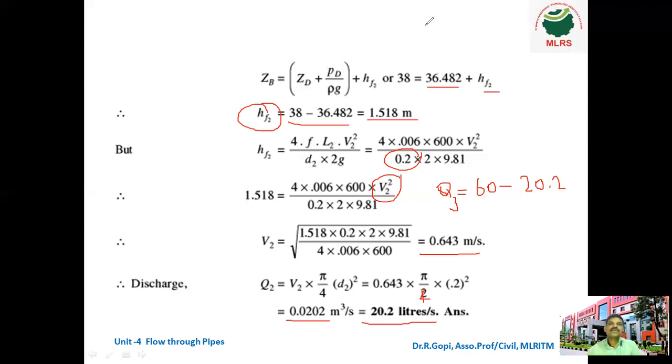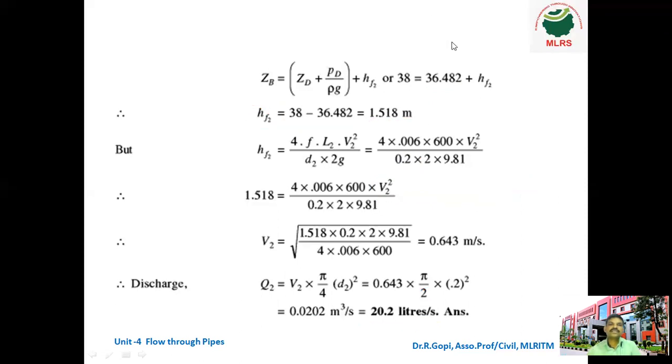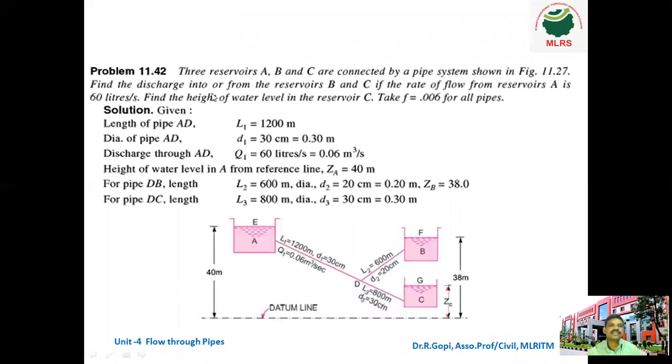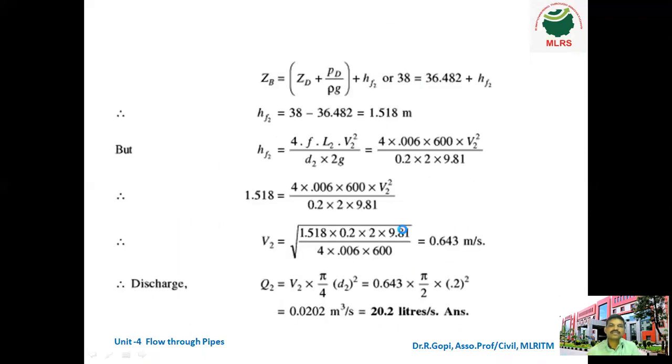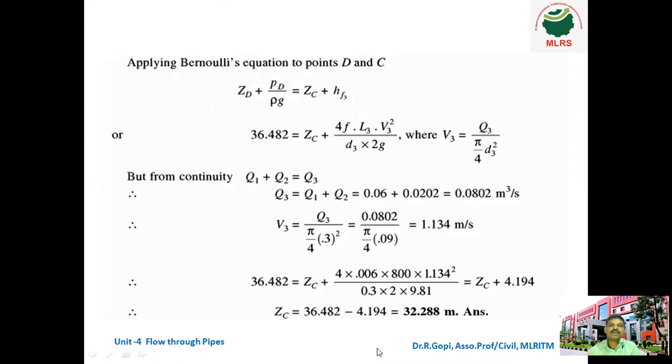Based on this, we calculated the discharges. So this is the simple problem. What is the second question they asked? The first question is to find the discharge, which we calculated. The second question is to find the height of water level in the reservoir C, that means ZC. For calculating this ZC, I will now apply Bernoulli's equation from point D and point C.